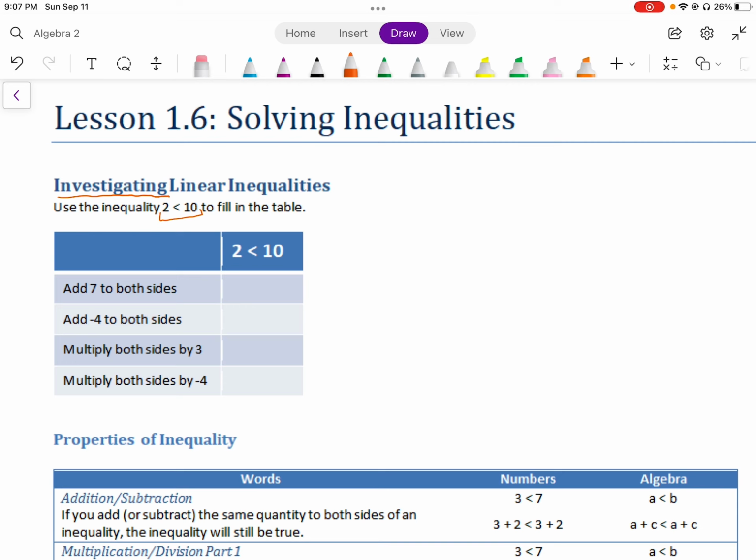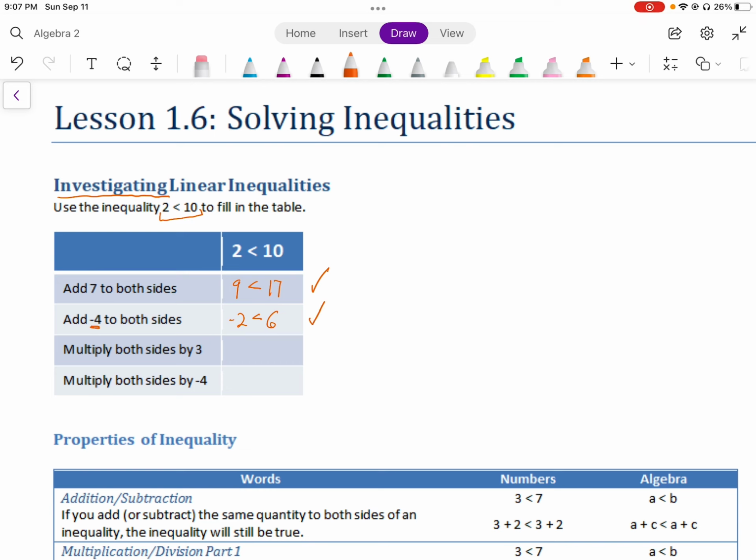If we add 7 to both sides, 2 plus 7 is 9, and 10 plus 7 is 17. Is 9 less than 17? It is, yes, so we still have a true statement. Well, what if we add -4, which is the same as subtracting 4 from both sides? Back to our original, it's 2 minus 4, or plus -4 is -2, is less than 10 plus -4 is 6. Is this still a true statement?